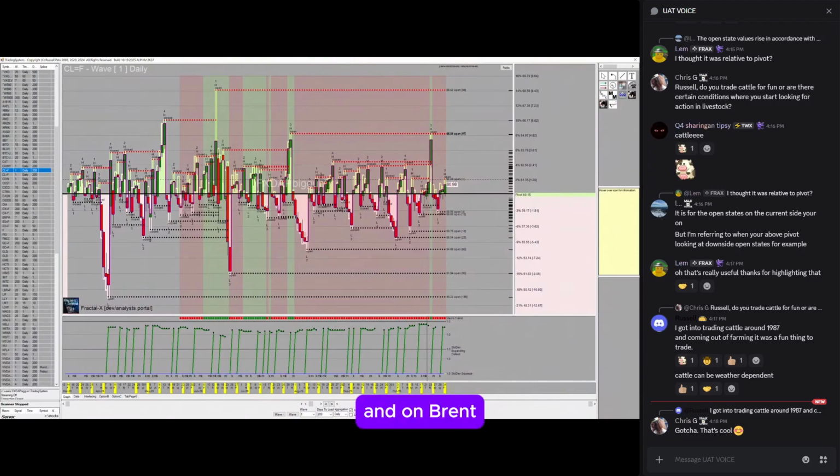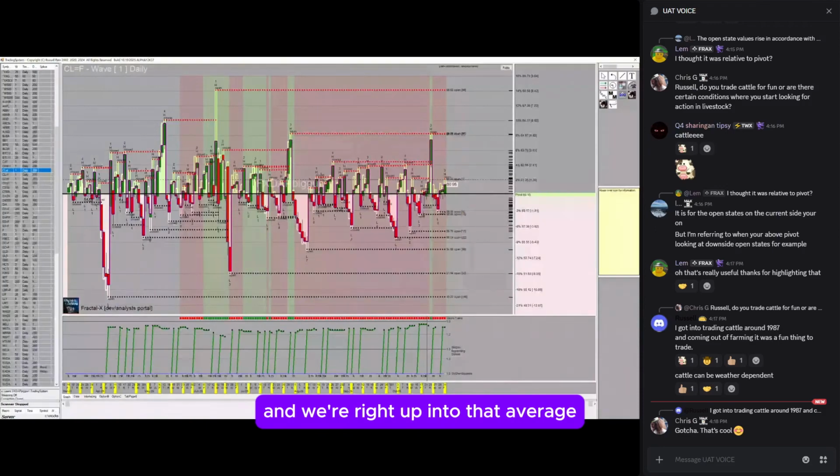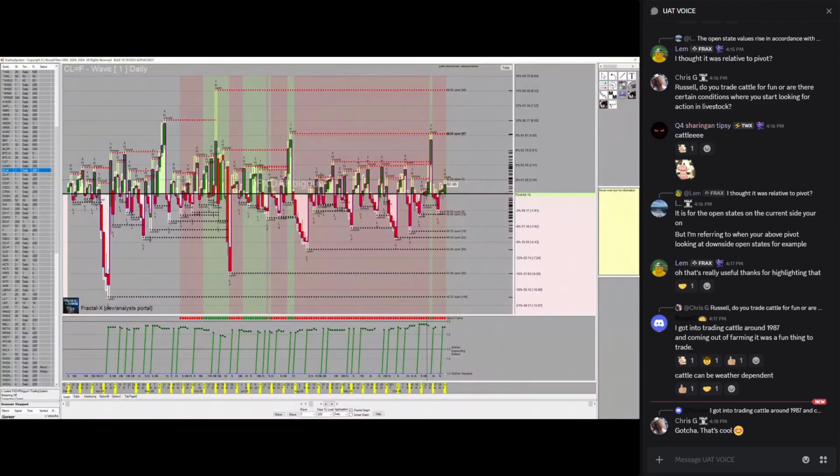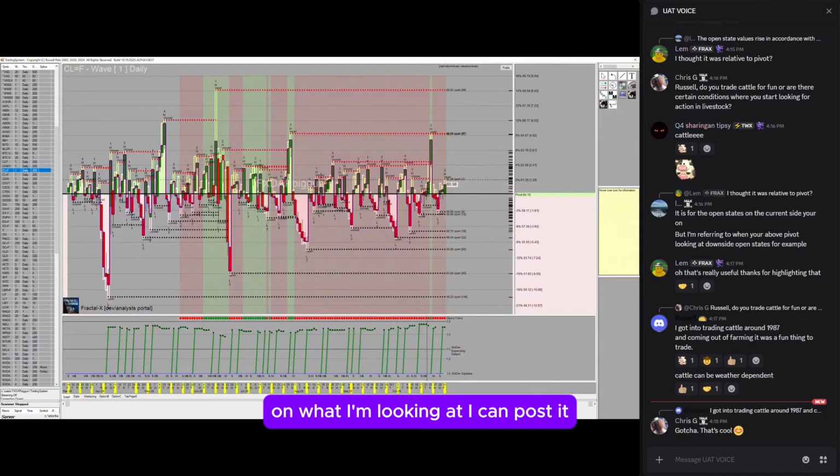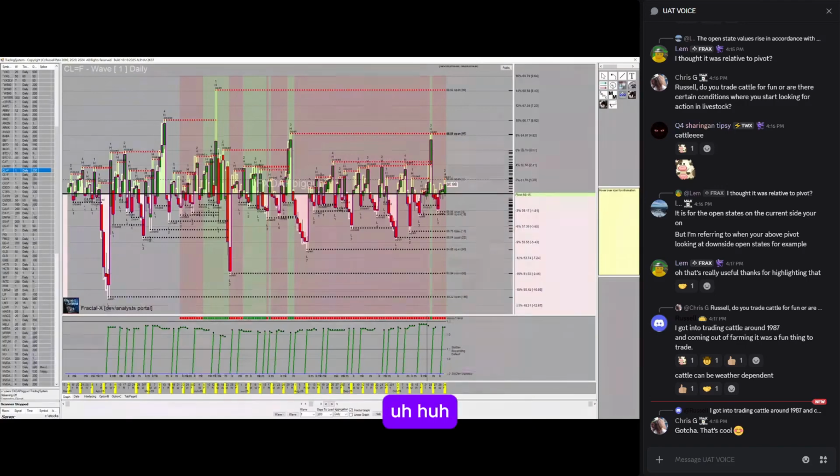And on Brent 1015, let me see if it's the same thing. Yeah, so Brent had a little more aggressive move. Looks like coming off a K. Really messy. Yeah, so I'm looking at Brent crude, BZ equals F, wave 7 daily. And we're right up into that average percent on what I'm looking at. I can post it.